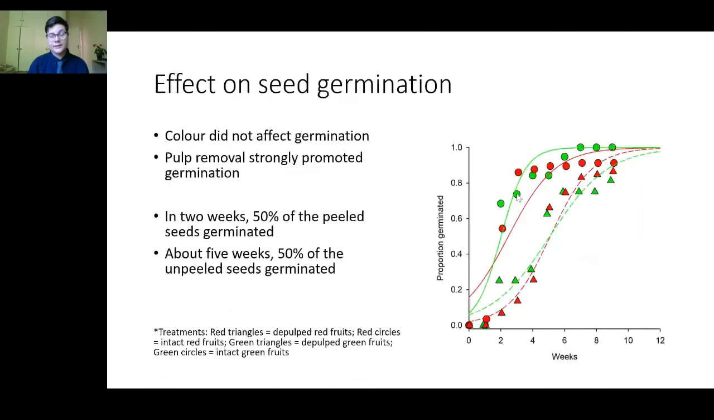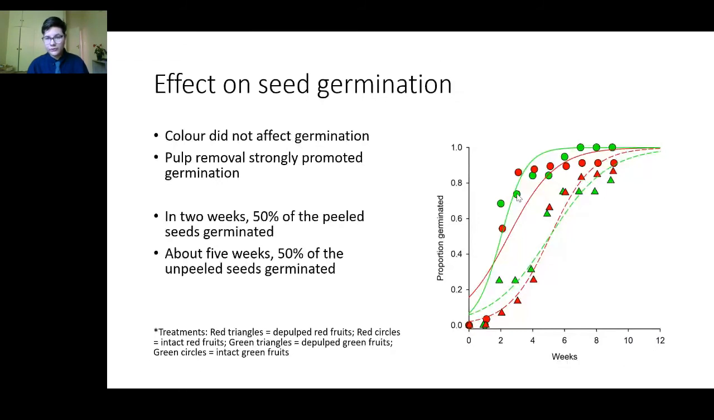We then looked at a post-seed dispersal factor, which is seed germination. And we found that color did not affect germination. However, the pulp removal strongly promoted germination. So if we have a look at the figure, the colors represent the fruit color.